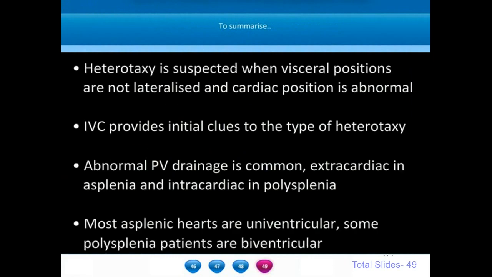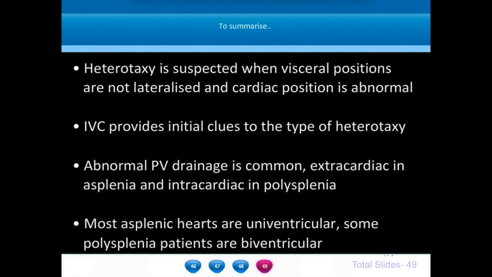To summarize, heterotaxy should be suspected whenever the visceral positions are not lateralized. If you see a midline liver or the stomach in an abnormal position as in the right side, we should think about heterotaxy. Similarly, in any cardiac malposition such as dextrocardia, we should suspect whether there can be a heterotaxy.